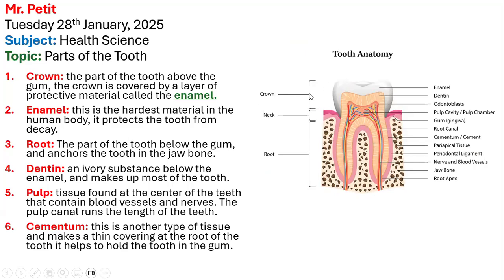So we have the crown right here. We have the crown, and in the crown, we have the enamel, right? That covers or protects the crown. This is the hardest material. Now, the substance that makes up the most of the tooth is the dentin or the dentine. In the neck, we have the gum, all right? In the neck, we have the gum. And the root cementum, the root here is what anchors the tooth, all right?